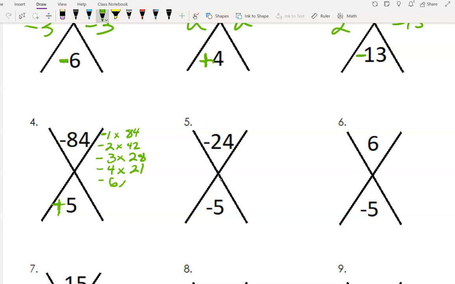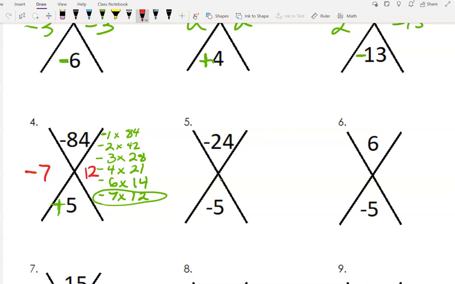6 goes in 14. That still doesn't add up to 5. Okay. Does 7 work? It does. What a crazy number. 84's got quite a few factors here. 7 goes in 12. Hey, look at that. Those two add up to 5. So I'm going to put -7 here. Let's use a different color so you can see it better. -7 and 12.